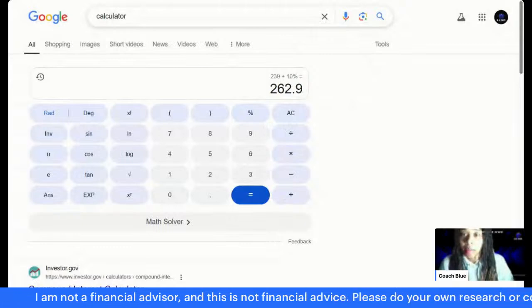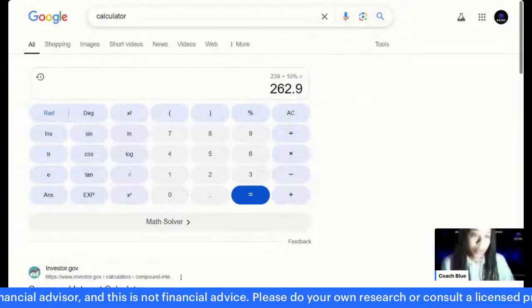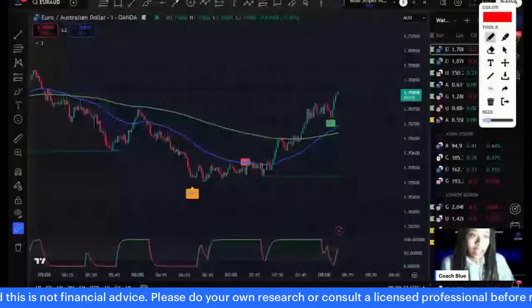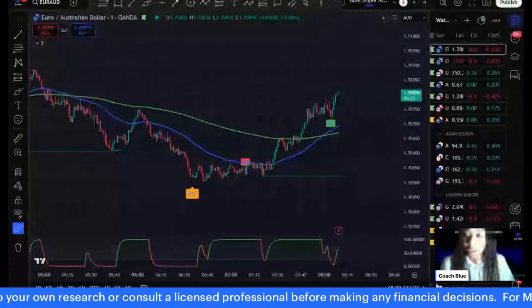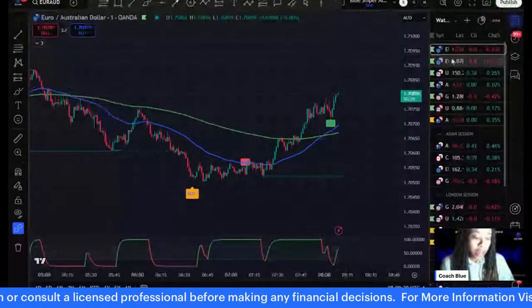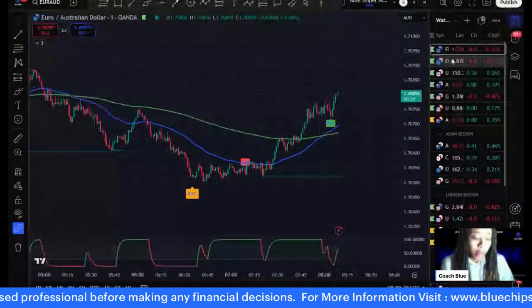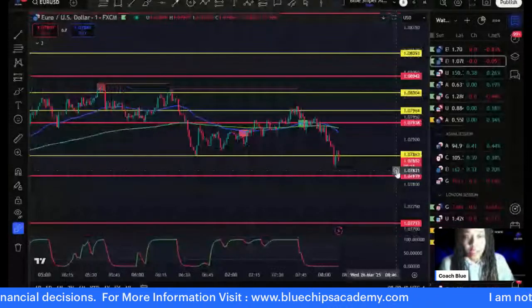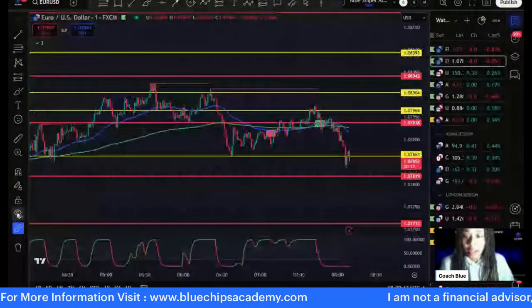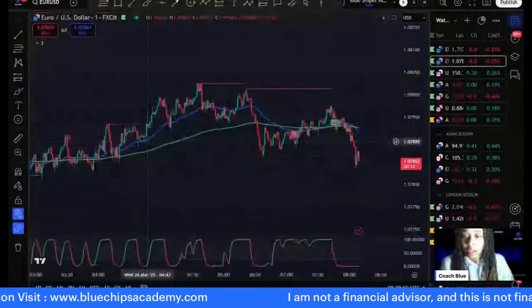I use TradingView, guys, for analysis, and then I use Pocket Option to get into the trade, just so you guys can get an understanding of that. All right, so let's go back here and let's go to Euro USD. So Euro USD, let me clear out my levels here. For the most part, it's moving sideways.